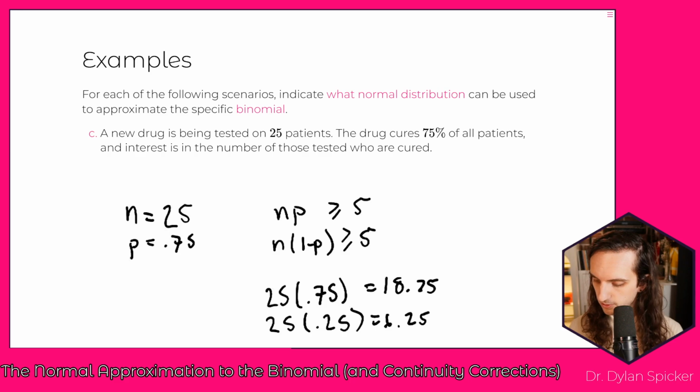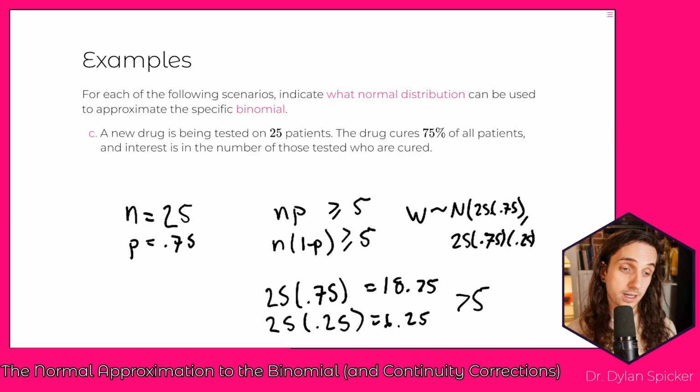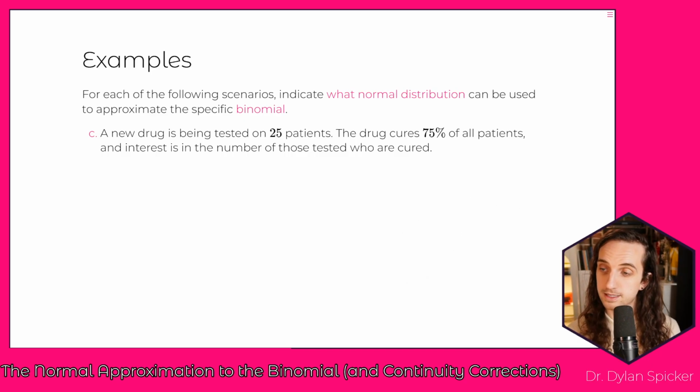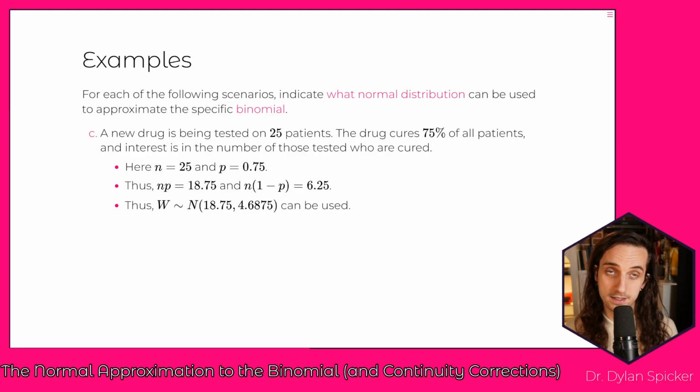Okay, so both of these are actually greater than 5, and so then we would take W to be equal to a normal with a mean of 25 times 0.75, and the variance is going to be 25 times 0.75 times 0.25. Then we can work out exactly what this is, plug everything in, and that's the normal that we can take here. So n times p is 18.75 and n times (1 minus p) is 6.25. So W is going to be normal with mean 18.75 and 4.6875 as the variance.